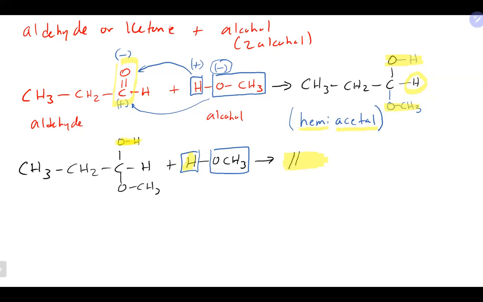So that will make water. And what happens is this entire thing will be exactly the same, except obviously we'll take the OH off. And when we do that, we will have our CH3, CH2, our CH, our OCH3.